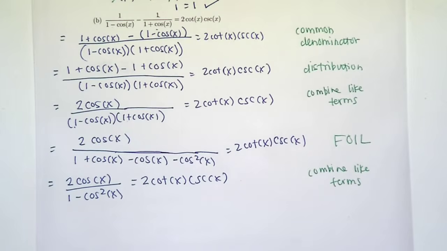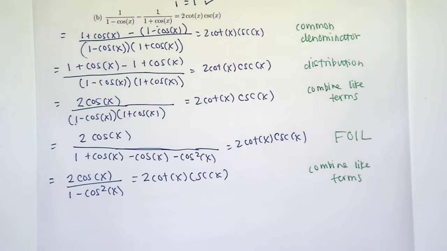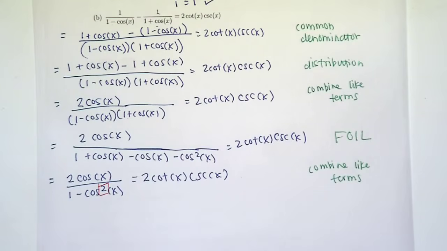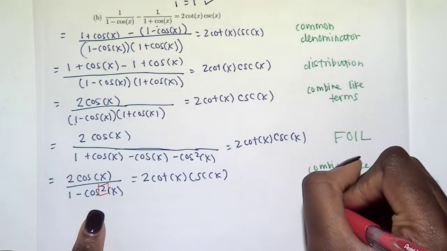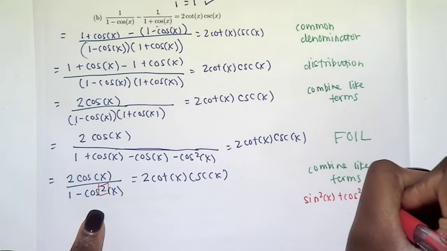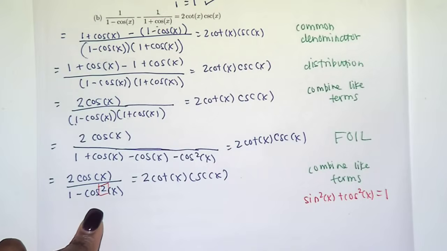All right, so let's think about what's next. How can I make this thing look like what's on the other side? Well, I see something that stands out right here. This is a square. That tells me maybe I can use a Pythagorean identity. All right, so off to the side, let's see which one I can use. We got cosine here. All right, so that means I can use sine squared x plus cosine squared x equals 1.